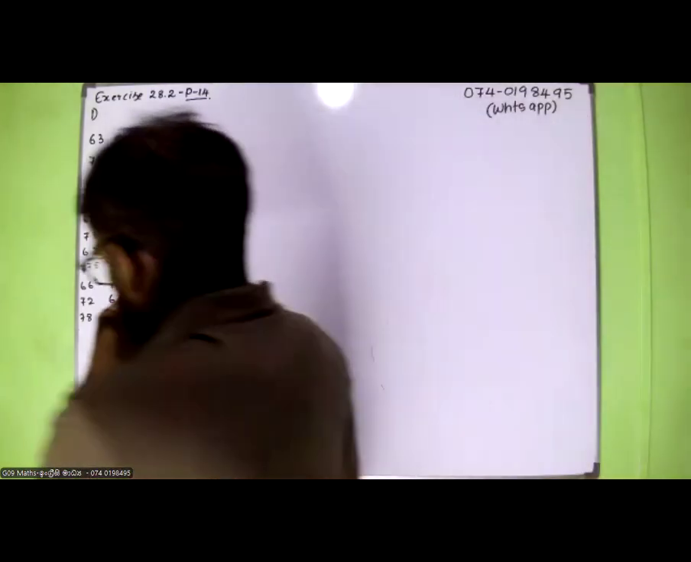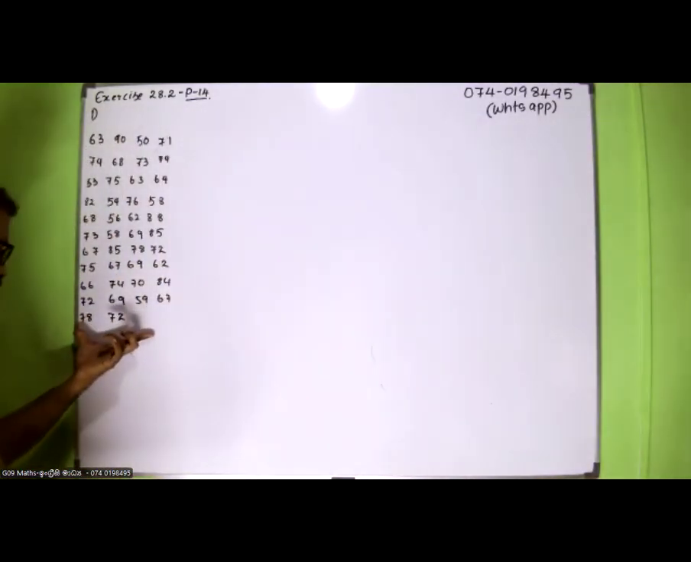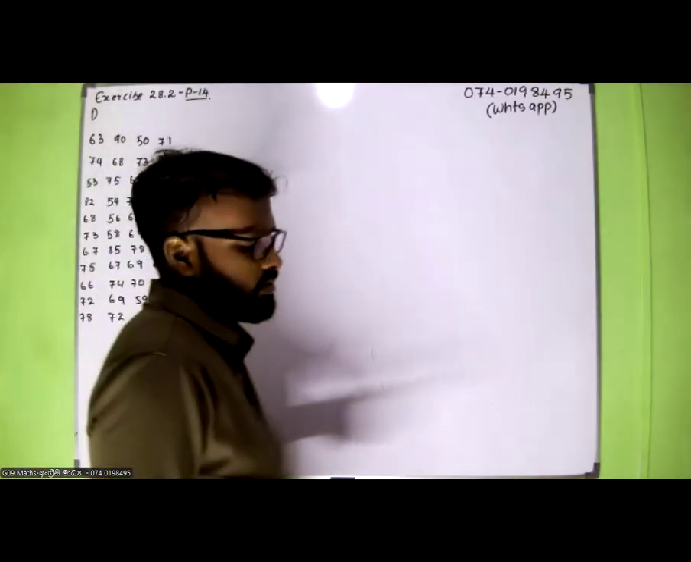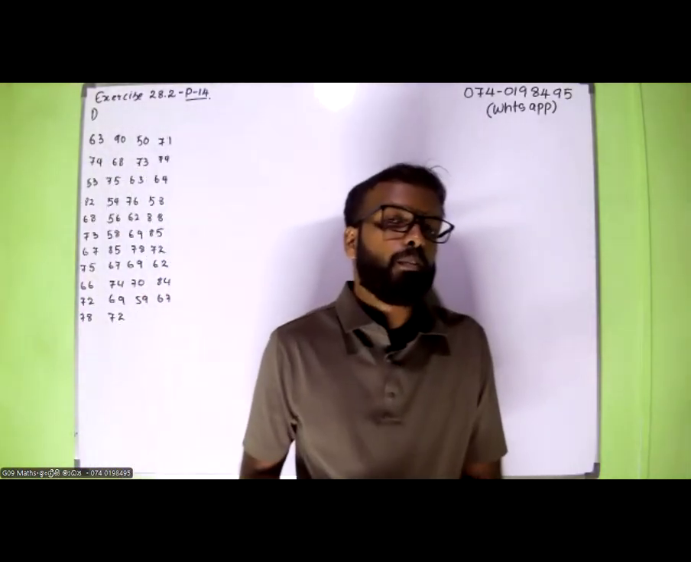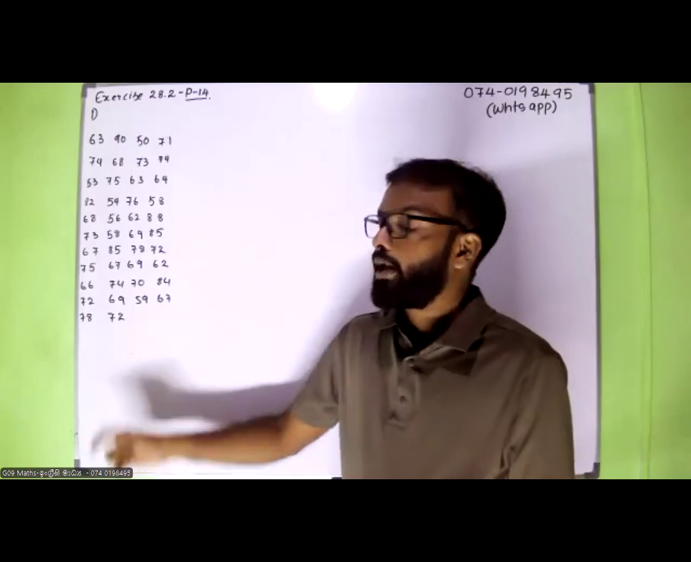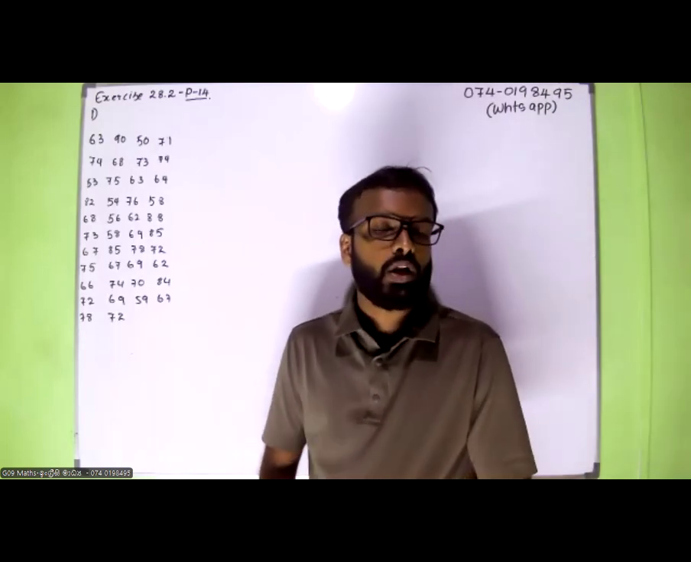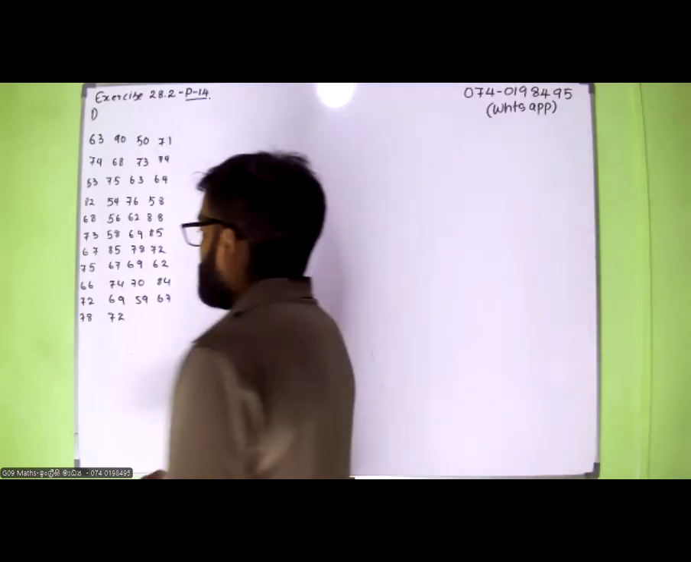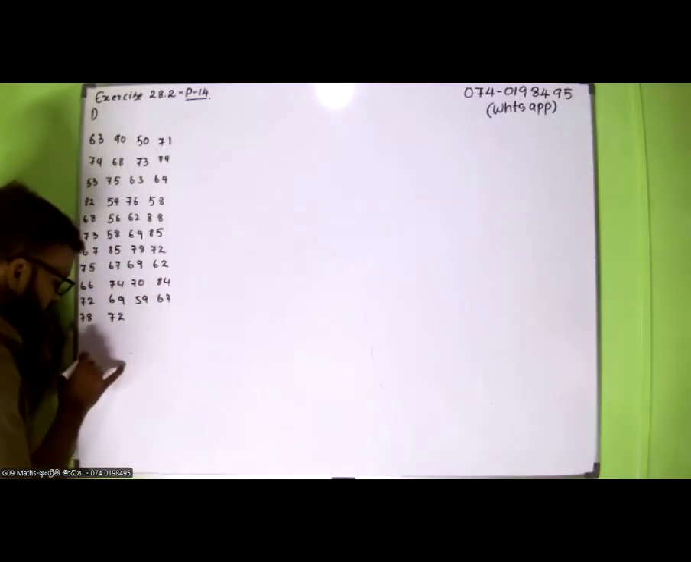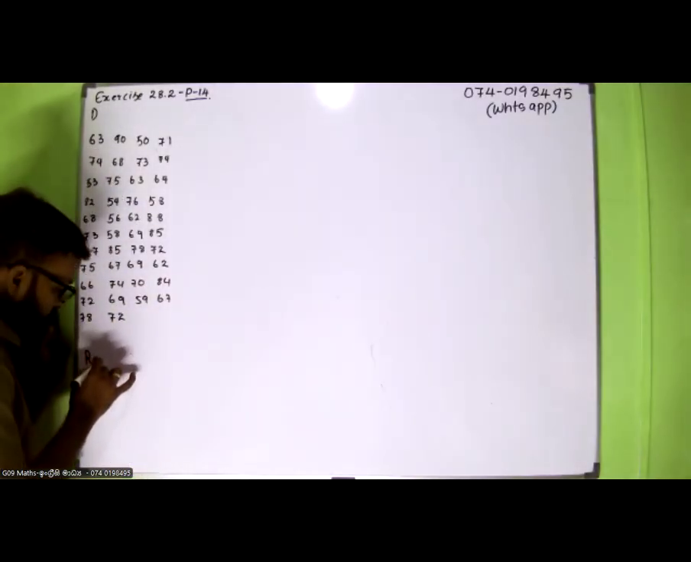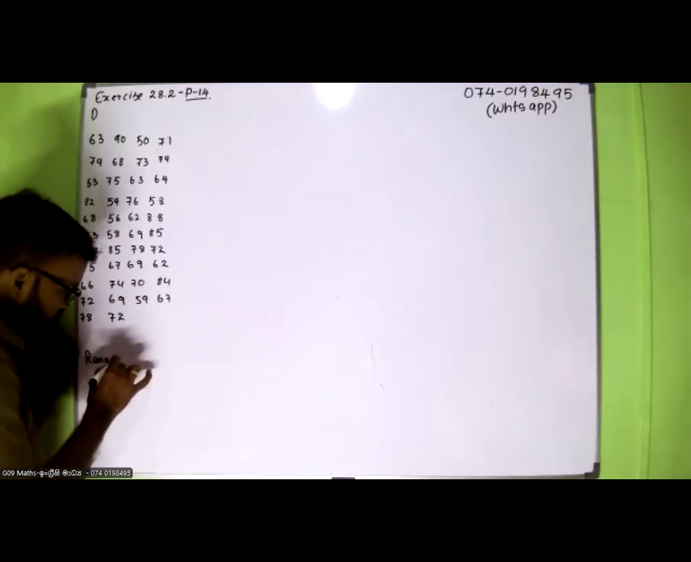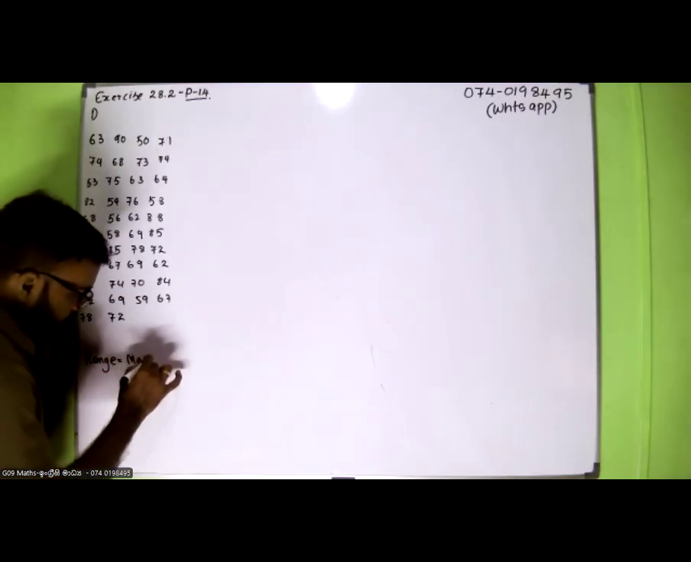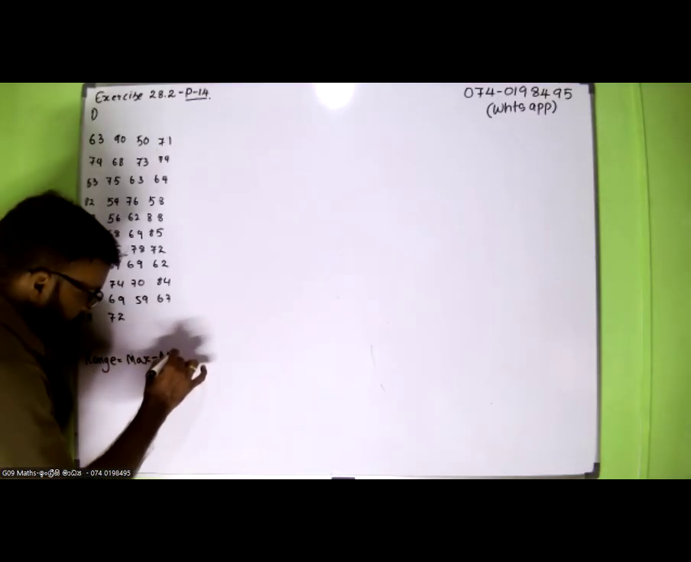Okay. So now there are 42 data here, right? First of all, what I need to do is find the minimum value and also the maximum value. Then I can calculate the range. Range equals max value minus minimum value.